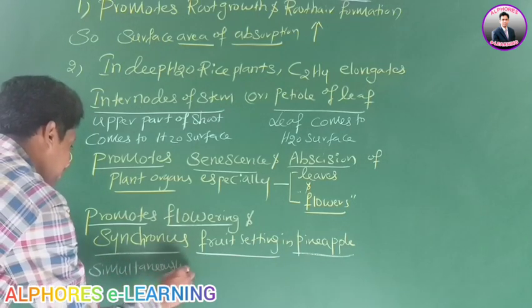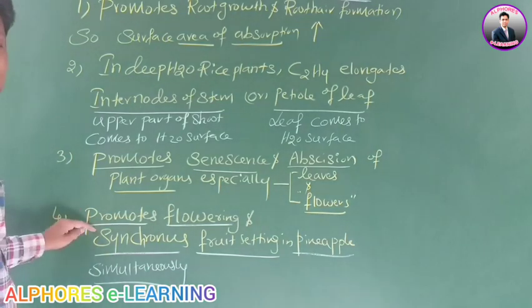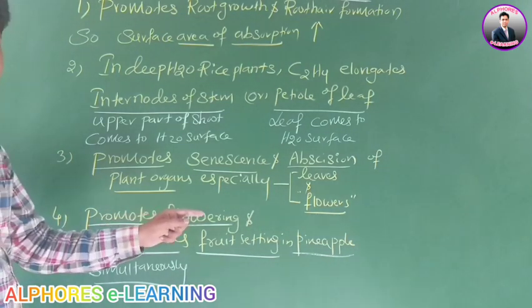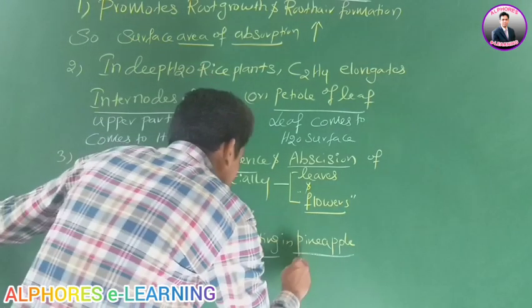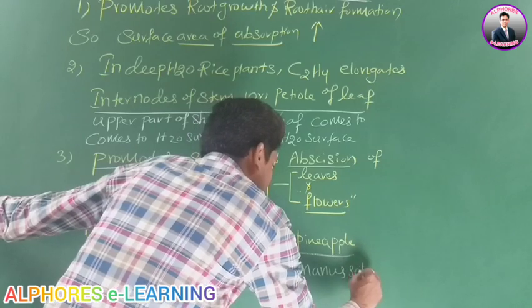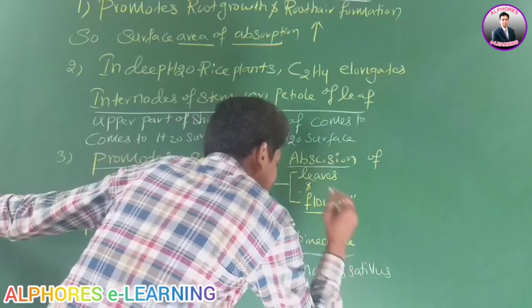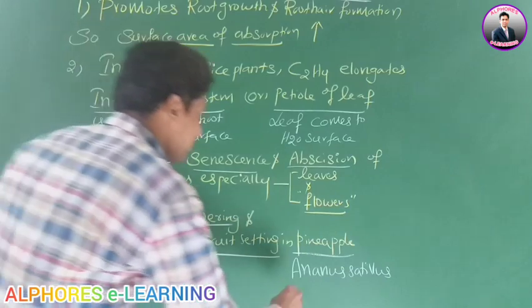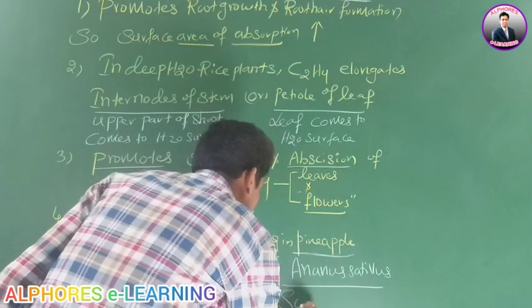Synchronous means simultaneously, at the same time. Fruit setting in which plant? Pineapple plant. What is the scientific name of pineapple plant? Ananas sativus. In pineapple plant, which fruit is present?